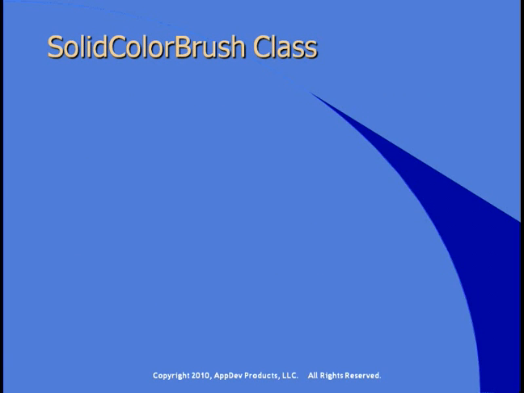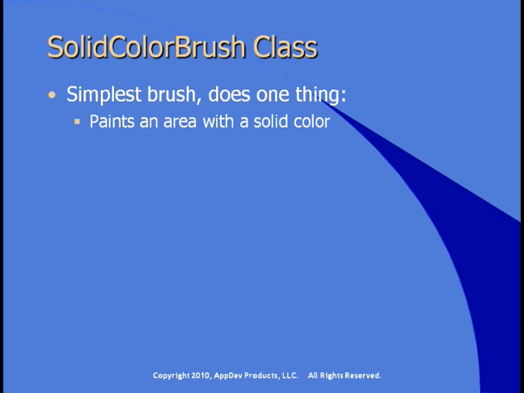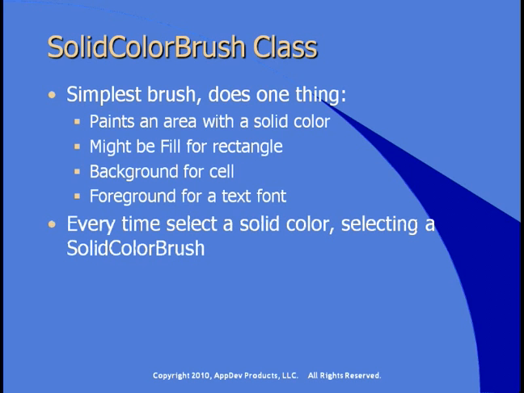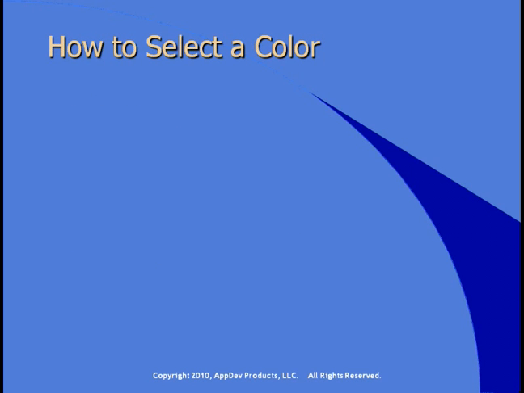Let's start with the solid color brush. The solid color brush is the simplest brush, and it does just one thing. It paints an area with a solid color. Now, it might be a fill for a rectangle, it might be the background for a cell, might be the foreground for a text font. But every time you select a solid color, you're actually using a solid color brush. There are a number of different ways to select a color, and these don't just apply to a solid color brush, they also apply to gradients, but it's worth talking about now.